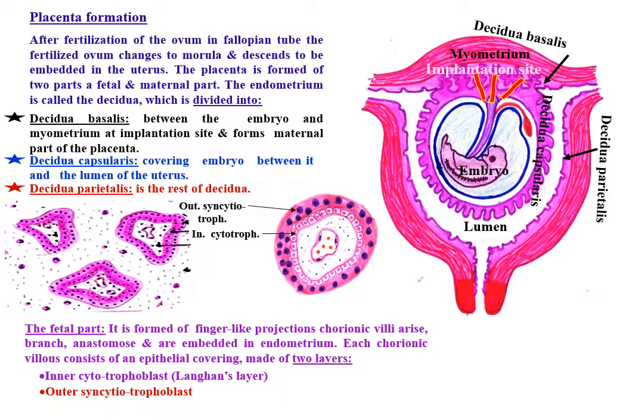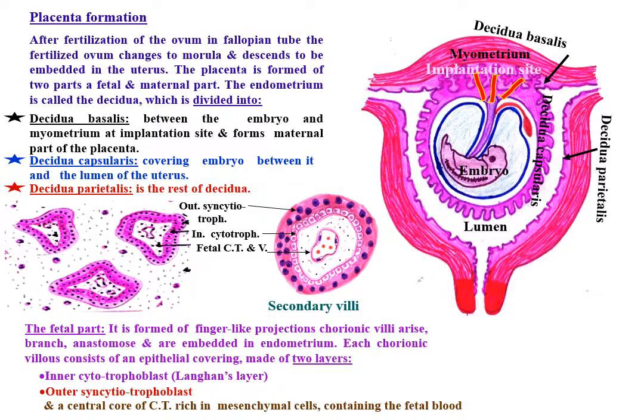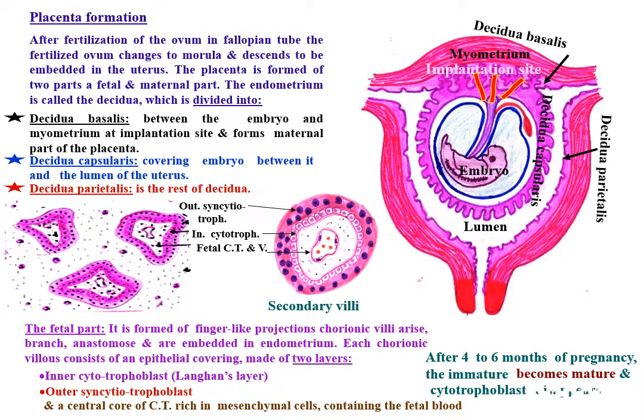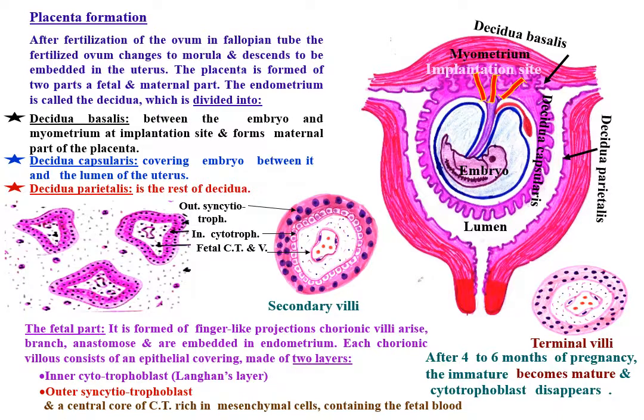Then the villus has a core of connective tissue rich in mesenchymal cells and containing the fetal blood. After 4 to 6 months of pregnancy, the immature placenta becomes mature and the layer of cytotrophoblast disappears, thus forming the terminal villi, each consisting of a core of connective tissue rich in mesenchymal cells and containing the fetal blood vessels, and is covered by a layer of syncytial trophoblast only.